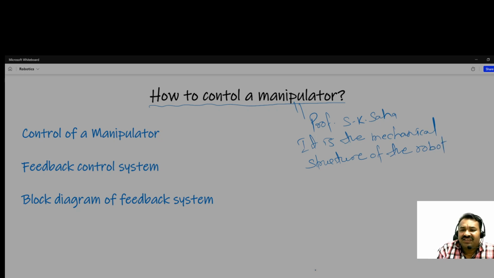So in general, we say manipulator, sometimes we say robot. But a manipulator includes the mechanical structure of the robot. And the robot means the robot should have its own base, like this is the base of the robot, and this is joint 1, joint 2, and it is the manipulator.